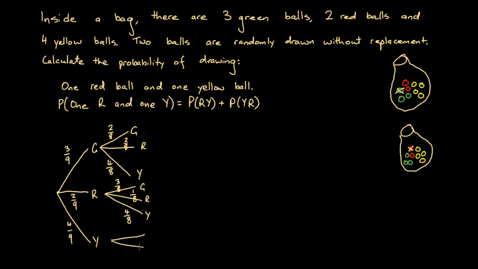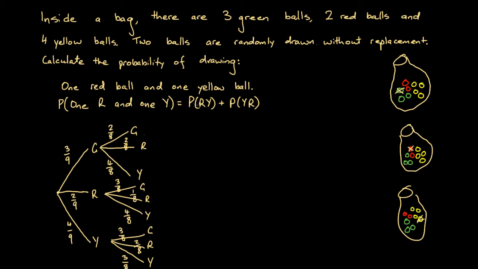Okay, this is going well. We've just got 3 more branches to go. So here, imagine that we draw a yellow ball on our first draw. Well, we could draw a green, a red, or a yellow on our second. And again, if we've got our bag, we've still got 3 green, we've got 2 red, and we've got 4 yellow. So imagine that we draw out a yellow ball on the first draw. So we've got 1 fewer yellow ball than the first draw. So here, what's the probability of getting a green ball? Well, there are 8 balls and 3 of them are green. So this is going to be 3/8. Here, the probability of getting a red ball, that's going to be 2/8. And the probability of getting a yellow ball, that's going to be 3/8.